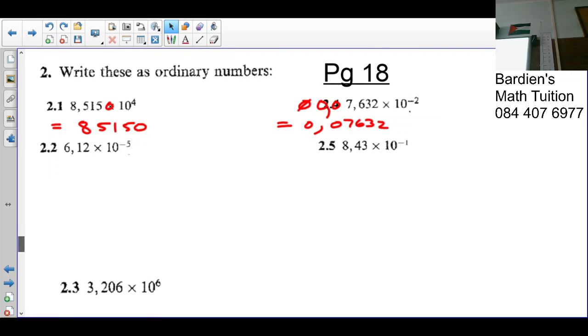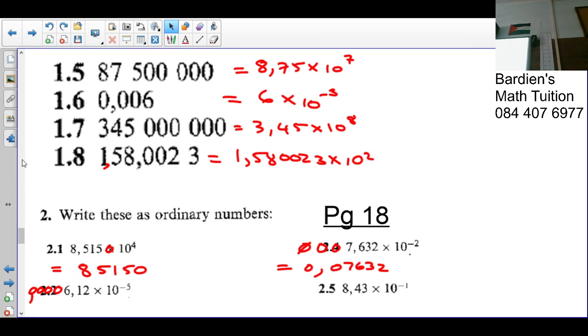0.2 and 2.5 we'll do together. So the comma is currently lying here. In which direction must the comma move with a negative exponent? Left. It has to move to the left. So I need a couple of zeros here, not so? How many units must I move it? 5. So it's going to be 1, 2, 3, 4, 5. You all agree with that?